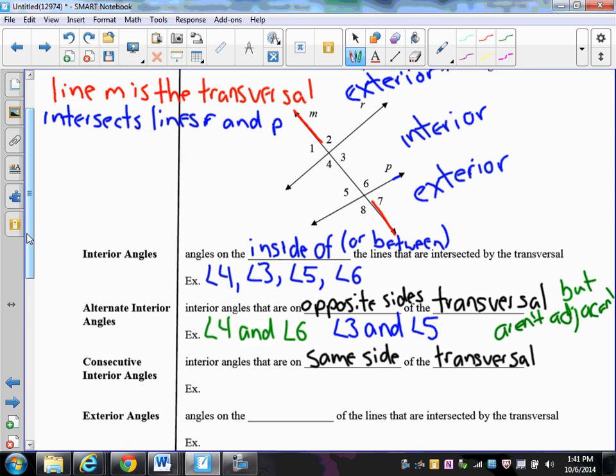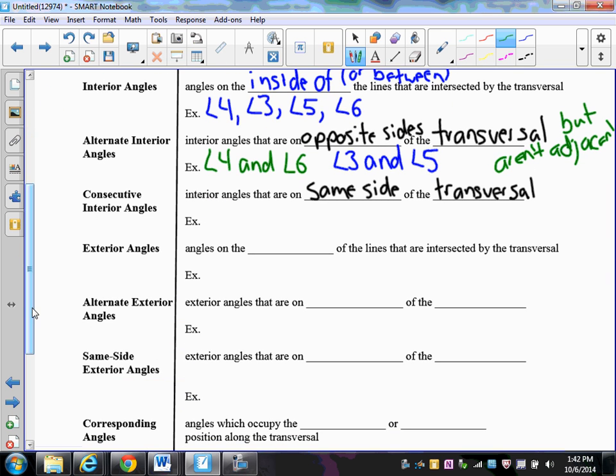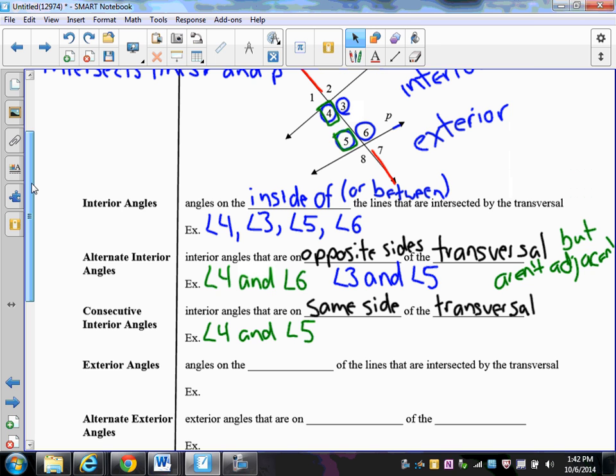So remember, my interior angles are these 4 angles here, and being on the same side, that would be angle 4 and angle 5. They're on the same side of the transversal M, so angle 4 and angle 5. I have one more pair of consecutive interior angles. Sometimes these are called same side interior angles. That would be angle 3 and angle 6.